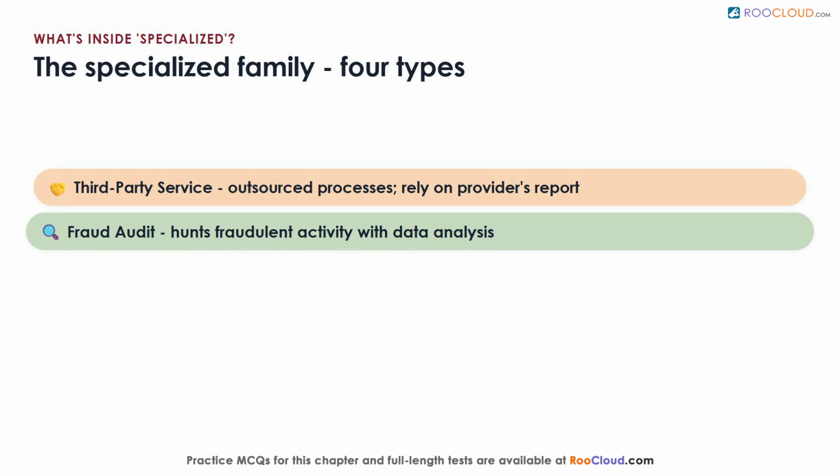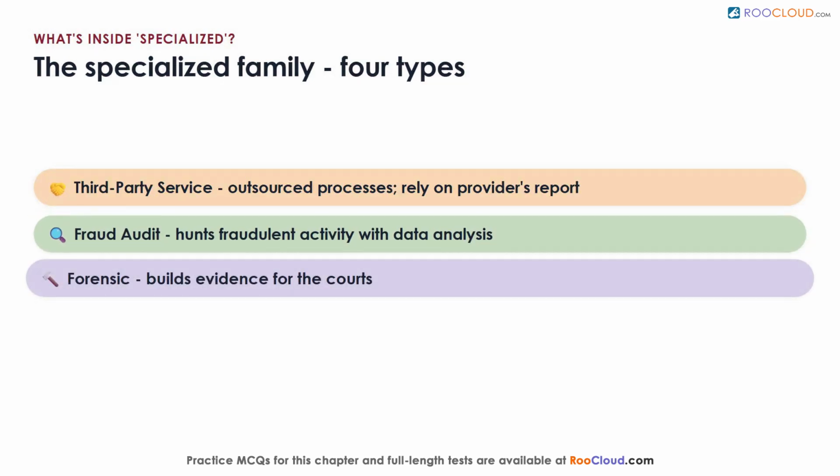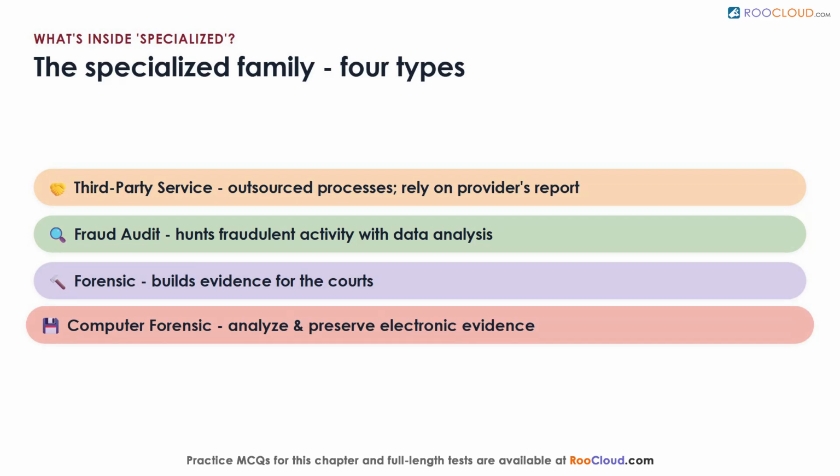What is a forensic audit? It digs into fraud and crime for the legal system. Its main goal is to build evidence for the courts. What is a computer forensic audit? It analyzes electronic devices to gather and preserve evidence. A skilled auditor can support a forensic specialist here. They also confirm the evidence rules were followed.